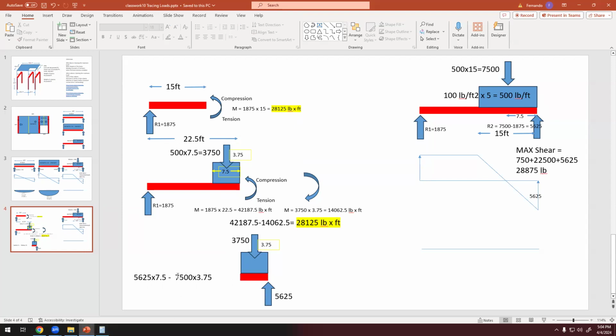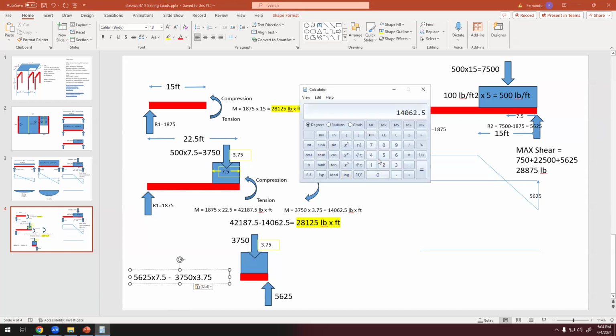So now this is not 7,500. This is 3,750 times this, and now it's going to work because it's 5625 times 7.5 minus 3,750 times 3.75. And this is 28.1. I can't see where I went wrong.